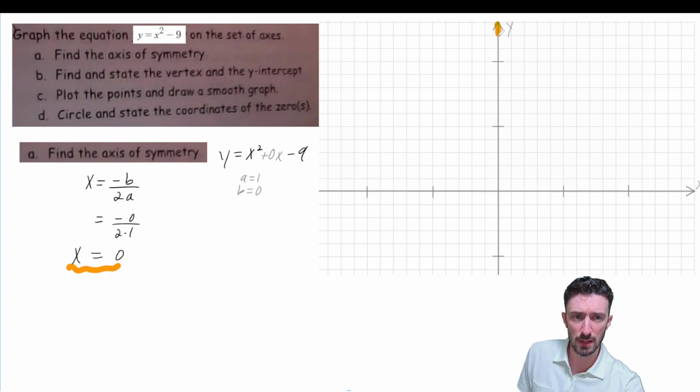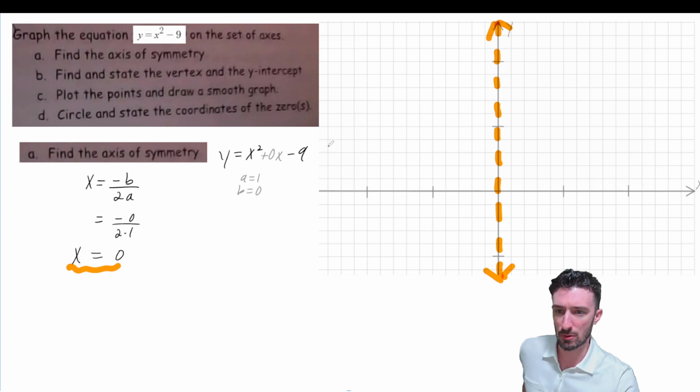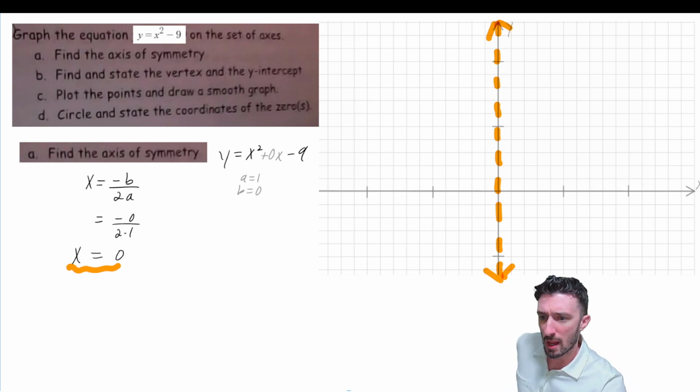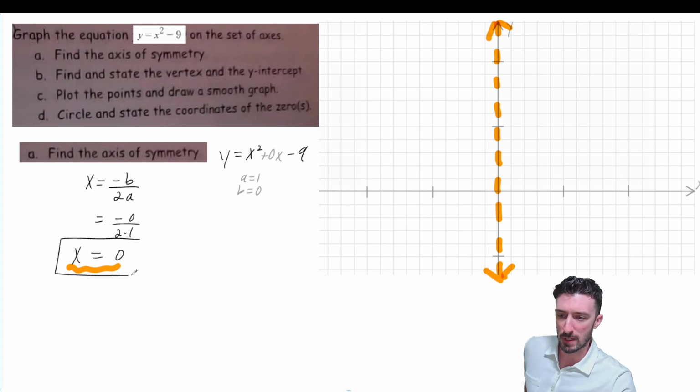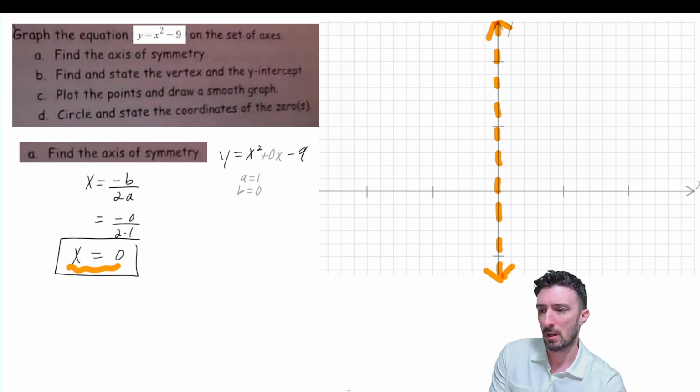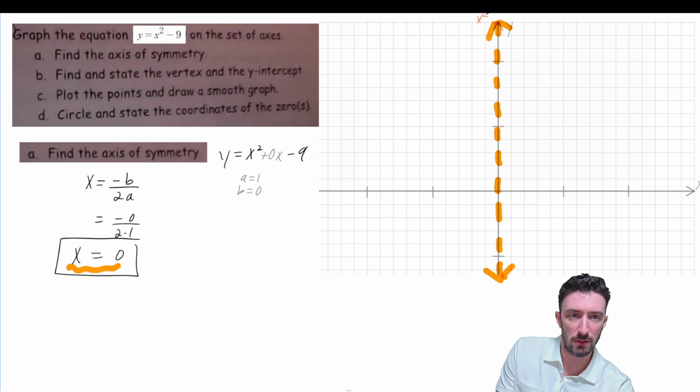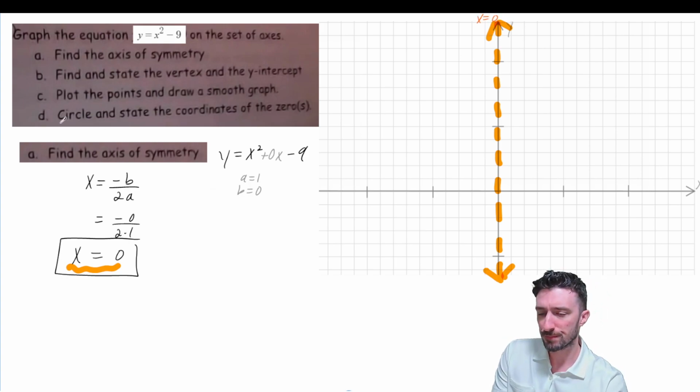And I'm just going to plot that on the y-axis, because that's actually the same thing as x equals 0. So this already is our axis of symmetry. But they just asked us to find it. So when you're asked to find it, the answer is x equals 0. And that's how you graph it over there, x equals 0.